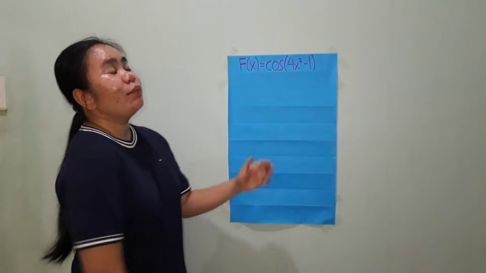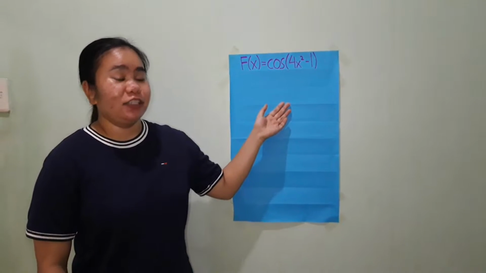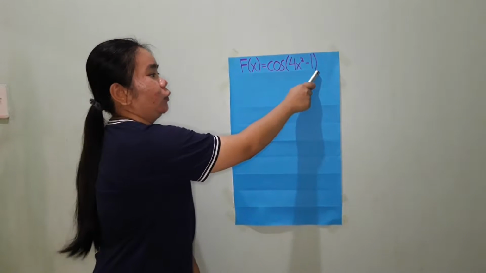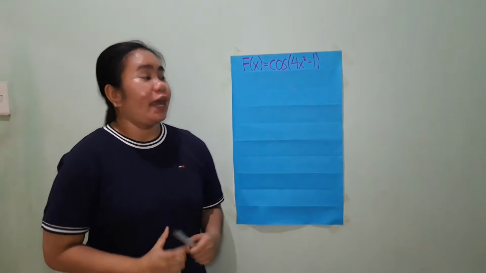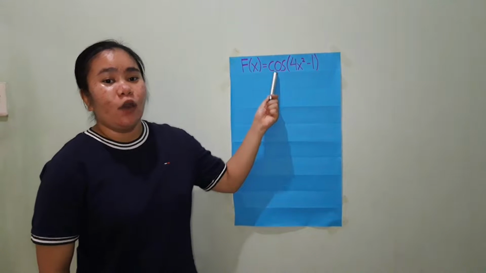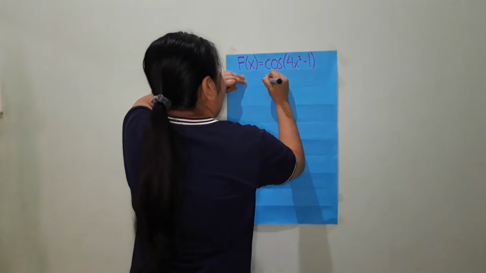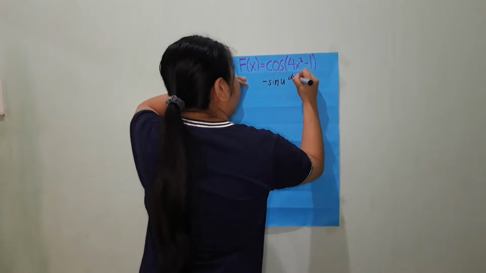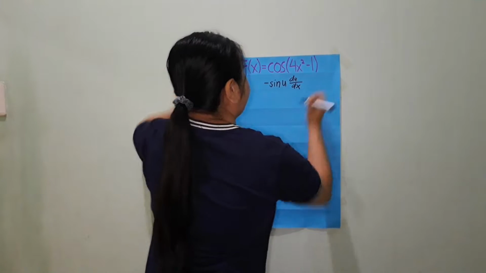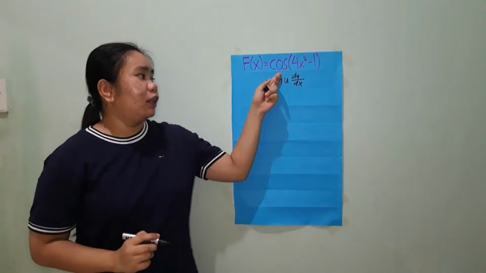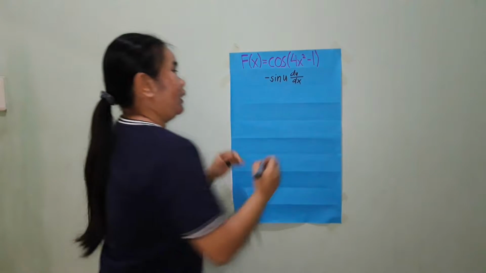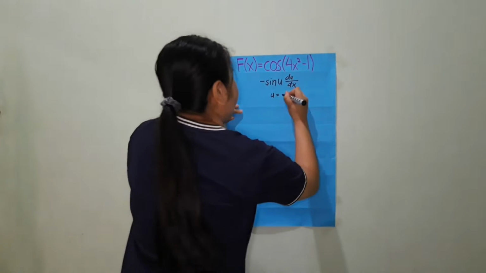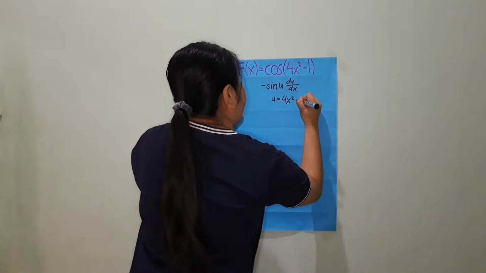So, this is the example of derivative of trigonometric function with the given of f of x is equal to cosine 4x squared minus 1. So, ang una nating gagawin ay ating i-derive muna ang cosine, which is magiging negative sine u du over dx. So, ito ang derivative of cosine. And after that, ating kukunin ang u. Ang u natin ay ang 4x squared minus 1. Sulat lang natin siya.